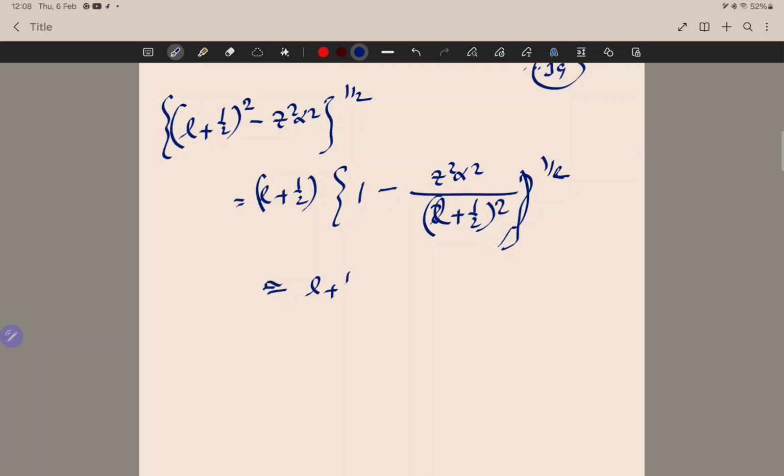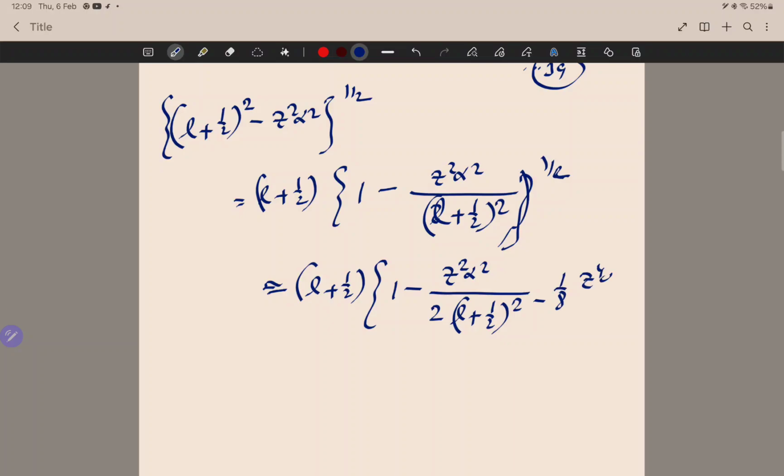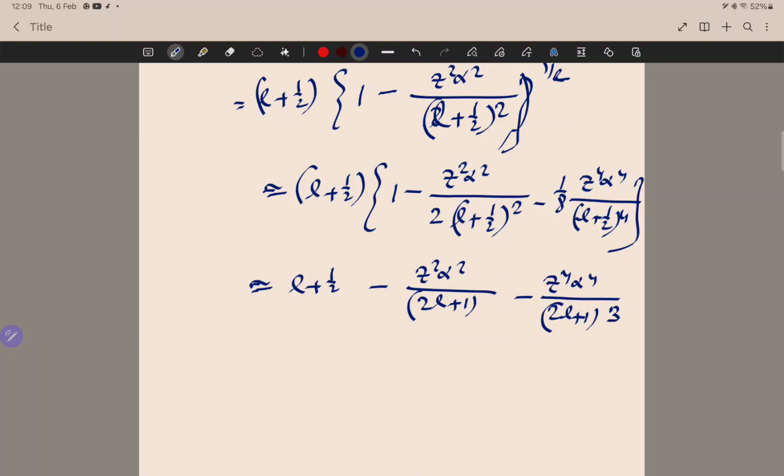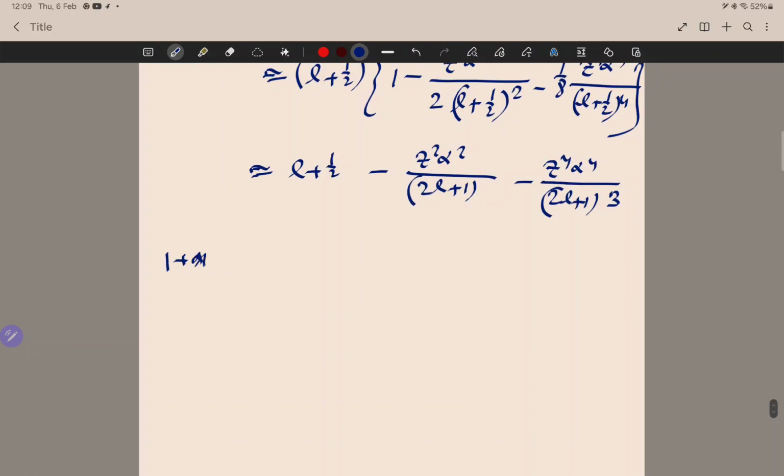Then (L plus 1 by 2) times (1 minus z square alpha square divided by 2 (L plus 1 by 2) whole square minus 1 by 8 z to the power 4 alpha to the power 4 divided by (L plus 1 by 2) to the power 4). And we have (L plus 1 by 2) minus z square alpha square divided by 2L plus 1, minus z to the power 4 alpha to the power 4 divided by (2L plus 1) whole cube. Here we have 1 plus x to the power a, 1 plus ax plus a(a minus 1) divided by 2 factorial x square, and so on.